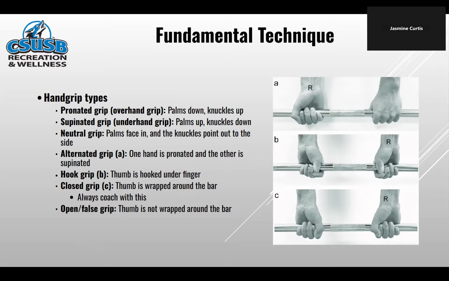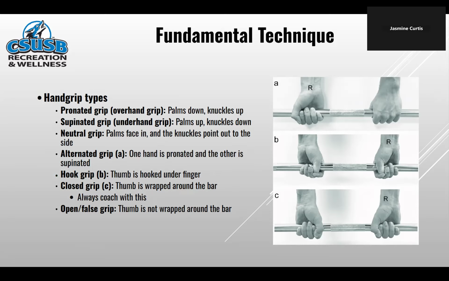Okay. What we do not want to coach is that last bullet point, open or false grip. And as we've seen over the weekend, when we were doing a lat pull and our thumb was not under the bar, it's a lot easier for the bar to be let go of, especially if one gets a little sweaty or tired. And that thumb just provides that extra protection.